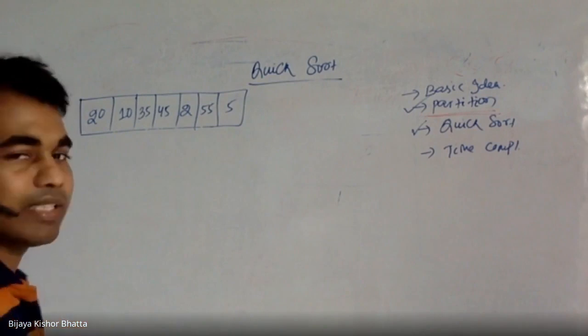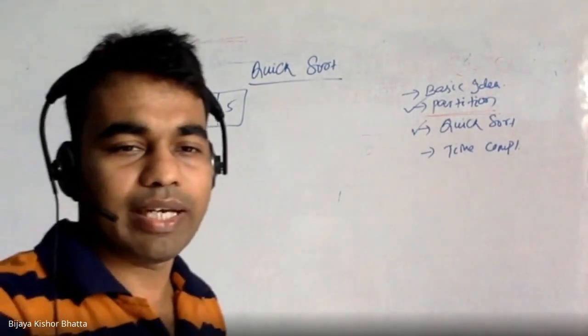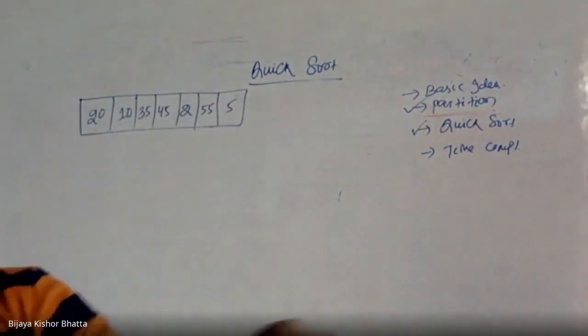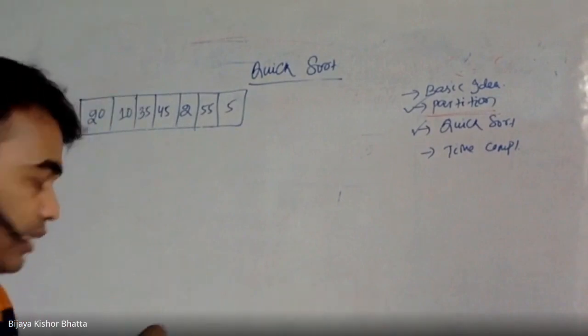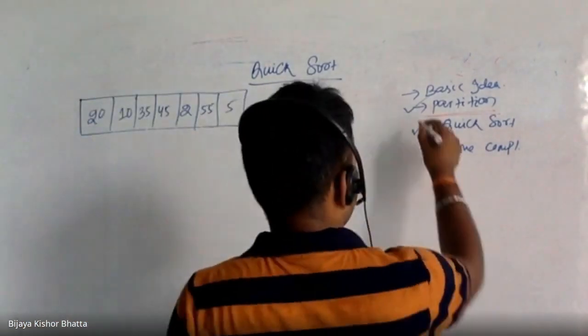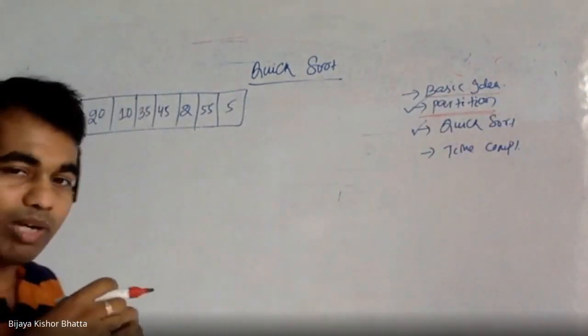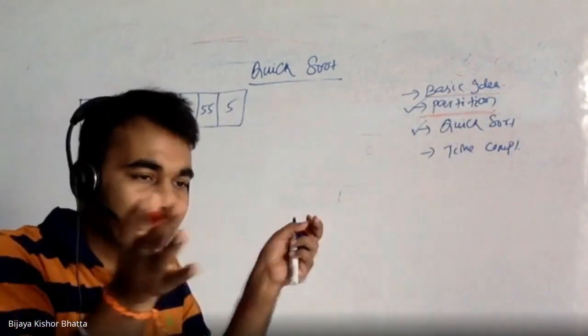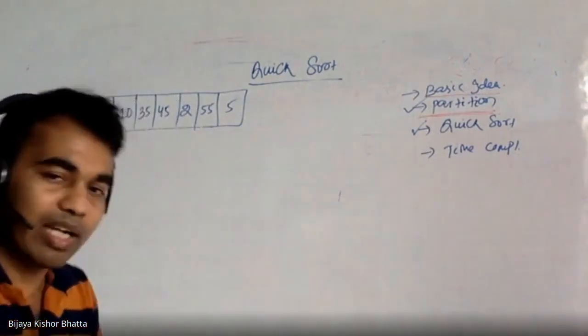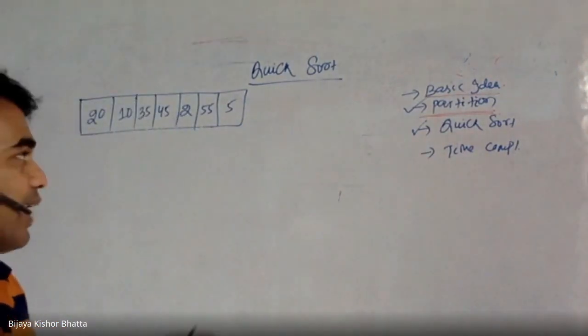Okay, so suppose an array is given. How does this particular partitioning work? We understood the basic idea: we'll take one element, find the partitioning point, then partition it, and keep doing that recursively. So that is the idea, we got it.